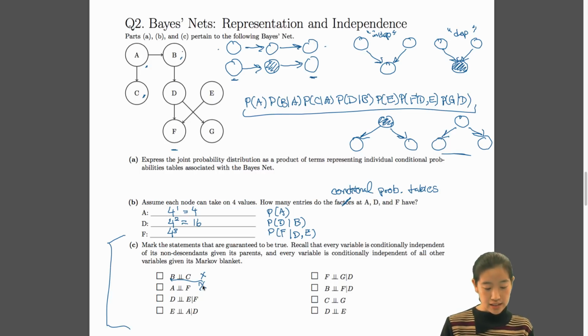What about D independent from E given F? So let's find where they are. So D, here is D, here is E, and here is F.